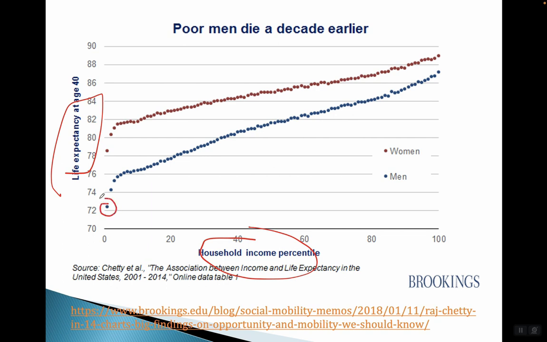Let's interpret this. If you're a man and your household income puts you in the first percentile, you can expect to live on average to 72 years old. But if your income puts you in the 99th percentile, you can expect on average to live to 87 years old. 15 extra years of life on average for being wealthier. Kind of sad.